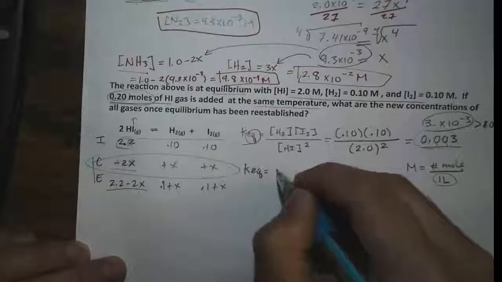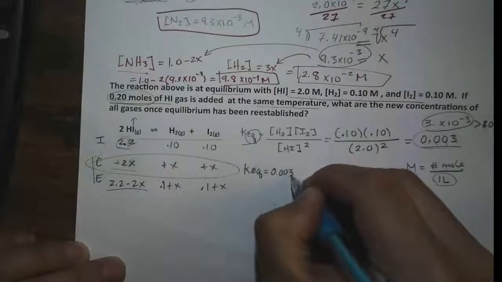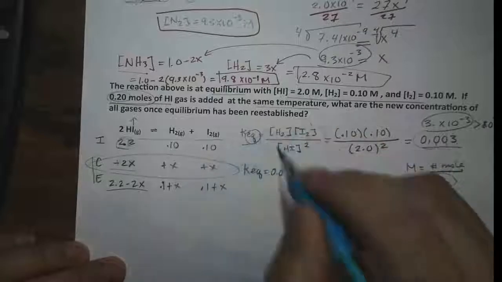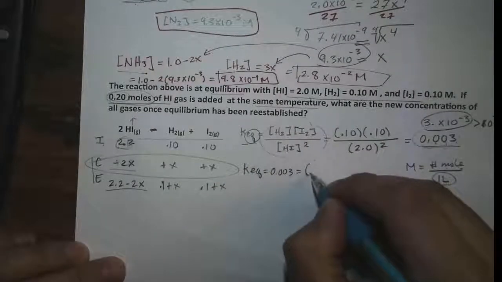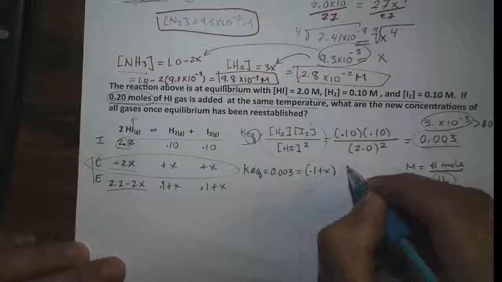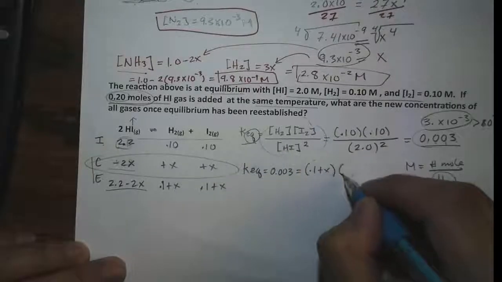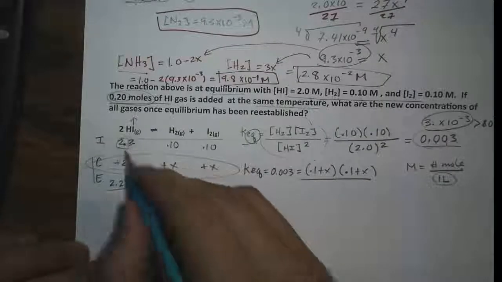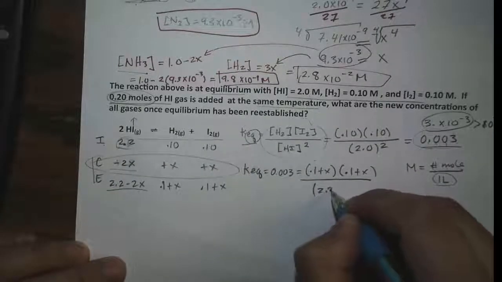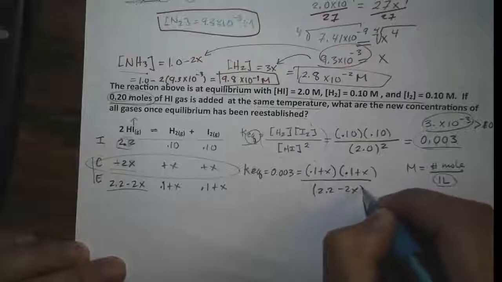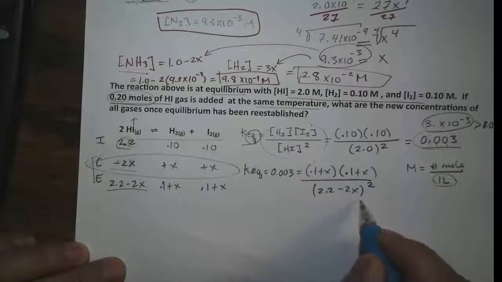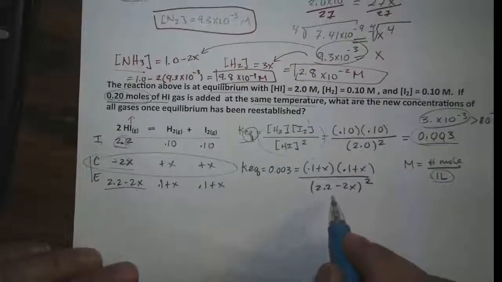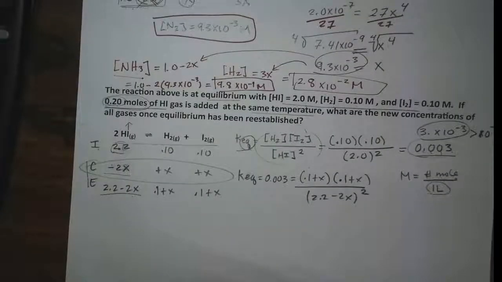K_eq equal to 0.003. Plug this in, which we know is 0.1 plus x, and this is also 0.1 plus x, divided by the bottom number, which we know is 2.2 minus 2x, squared. If we were to expand this polynomial, it will give us a quadratic formula. That's what makes the whole problem very difficult, okay?